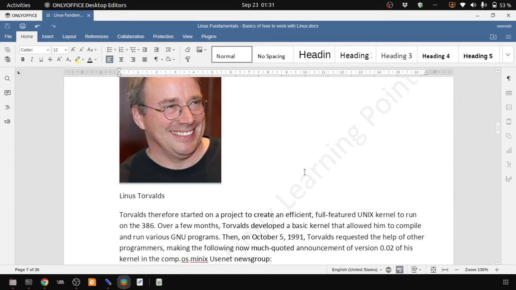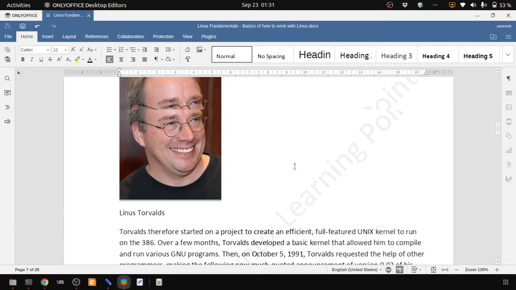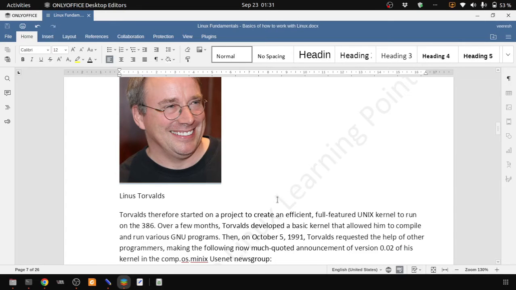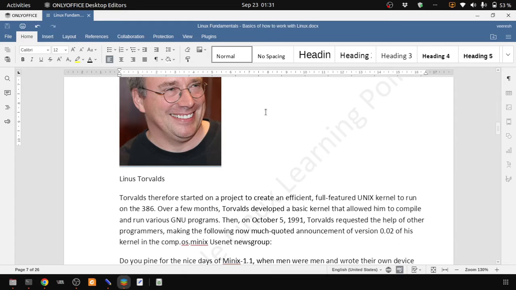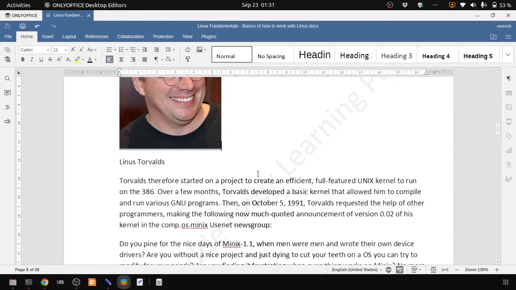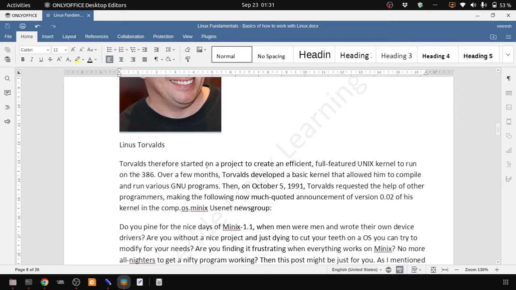And you can see the Linux downloads. He's a jovial person. I've seen his interviews. So yeah, Torvalds therefore started on a project to create an efficient, full-featured Unix kernel to run on the 386 for a few months. So he developed the basic version of Linux at that time and ran various GNU programs. So he kind of integrated his kernel with the GNU programs, and it was working okay.